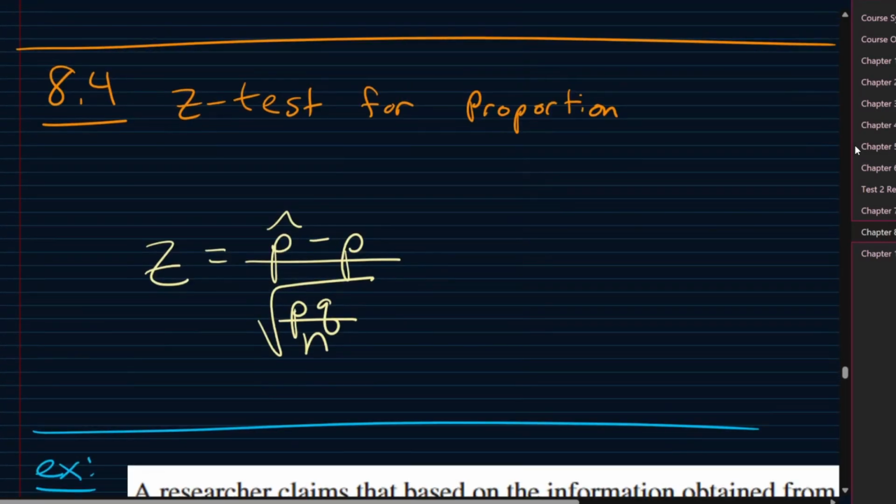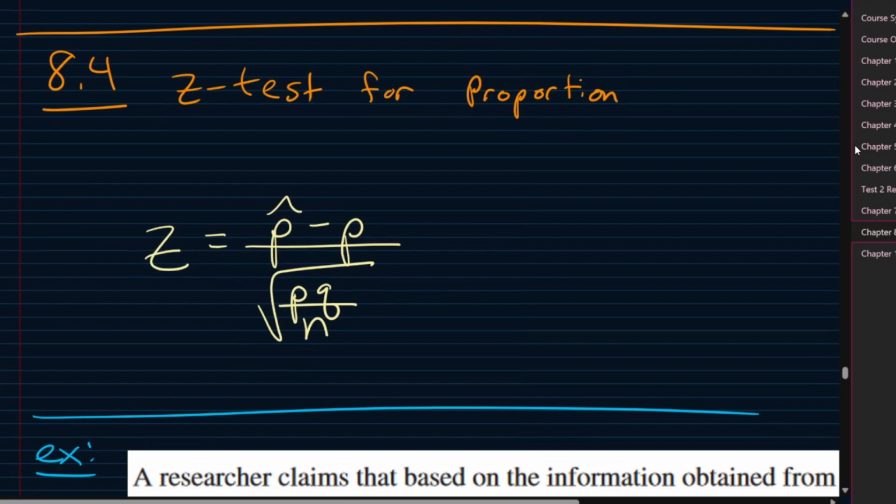And then we've also got a z-test for proportion. So we've got our formula here. And again, just bring in the formulas. That's fine. Have the formulas ready for the test. And here, remember, it's p hat minus p over square root of pq divided by n.